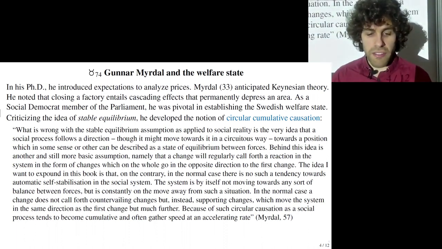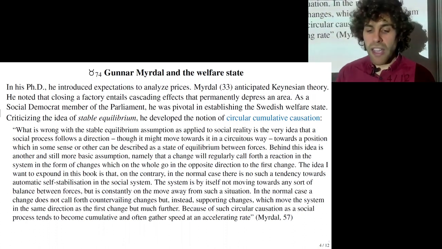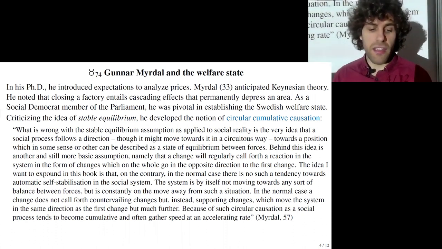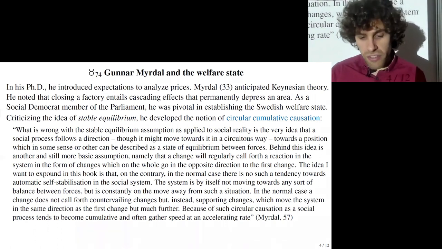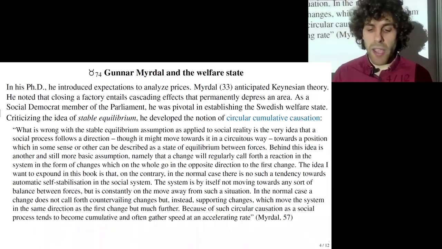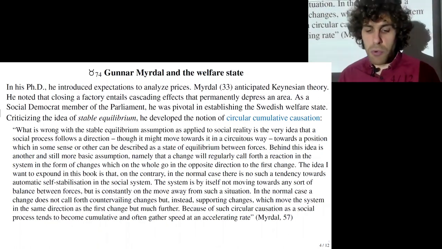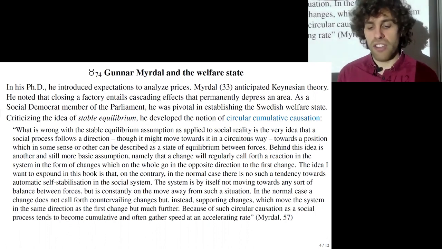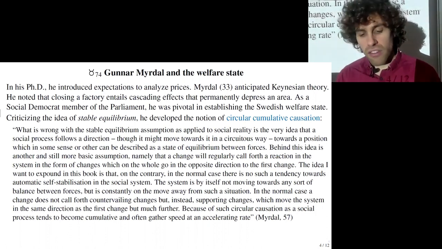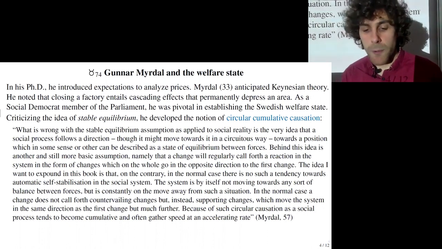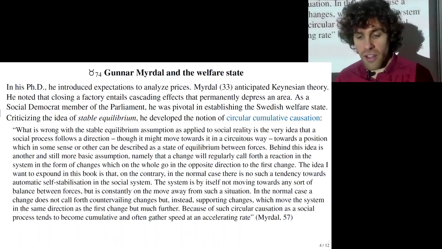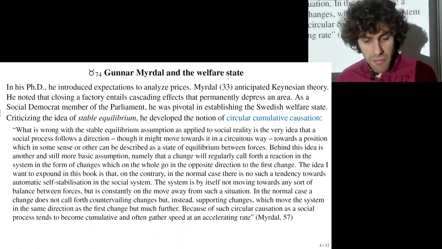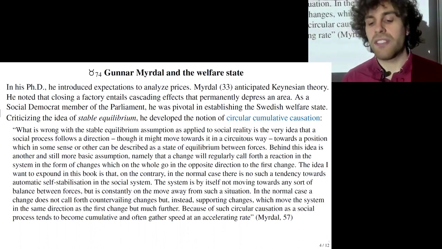The idea I want to expand in this book is that, on the contrary, in the normal case, there is no such tendency towards automatic self-stabilization in the social system. The system is by itself not moving towards any sort of balance between forces, but is constantly on the move away from such a situation. In the normal case, a change does not call forth countervailing changes, but instead supporting changes, which move the system in the same direction as the first change, but much further. Because of such circular causation, a social process tends to become cumulative and often gather speed at an accelerating rate.